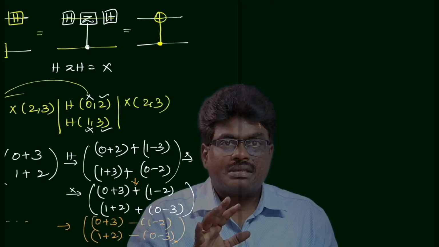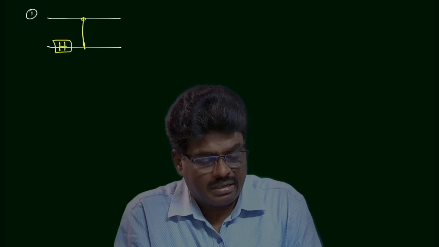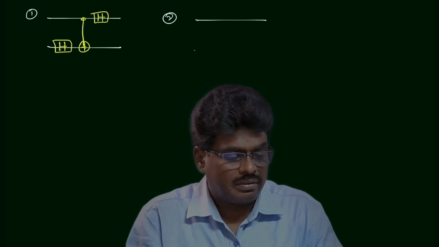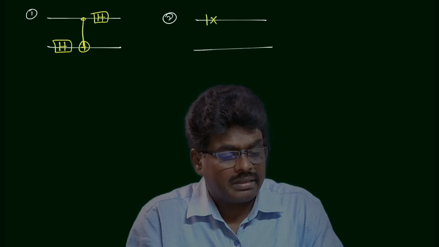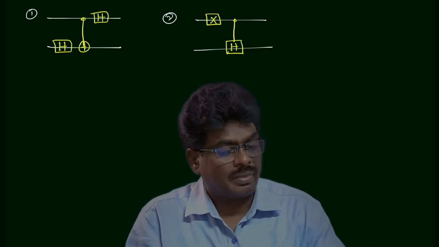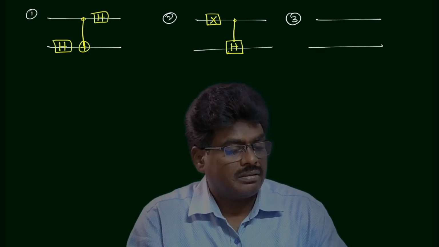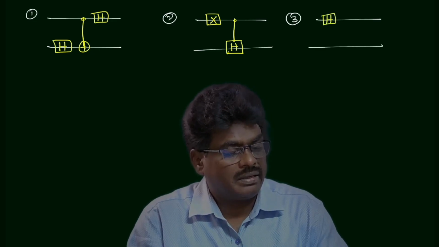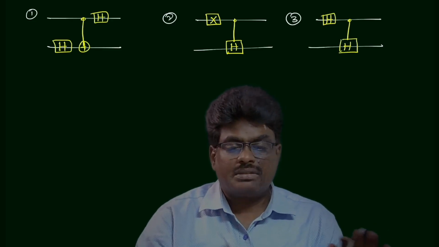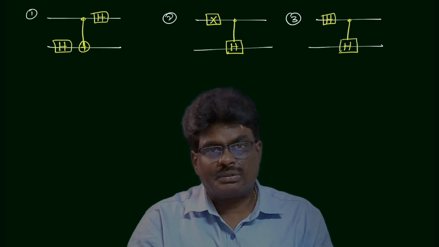I hope you understand this. So I will give you a few examples. You please try, and if you are facing any trouble, please inform me. And here we have Hadamard, and this is a CNOT, and this Hadamard. Second one, here X gate, and this controlled Hadamard. And third one, so here I have Hadamard gate and another controlled Hadamard gate. Okay, so whatever it is, no need to get tension, just go from left to right.